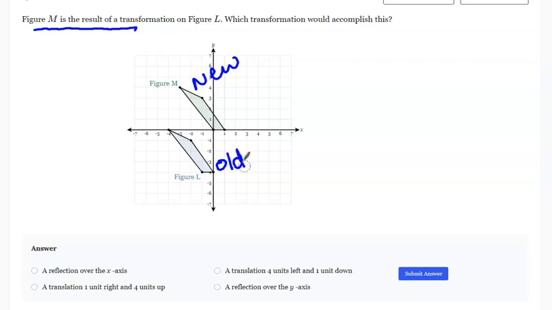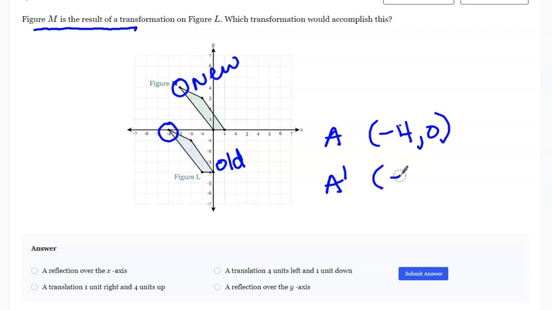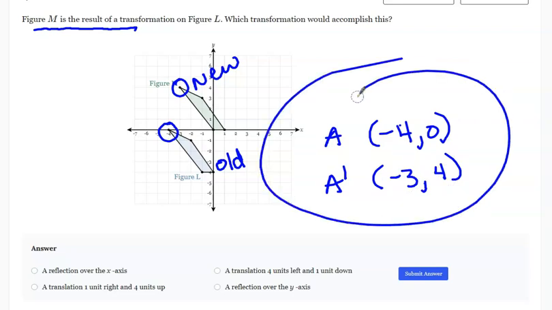It's a result of the old shape moving. So we have our new shape here, our old shape is blue. So the question is, how does the blue get to the green? I'm going to look at some points here. I'll call this point A, it's -4, 0. And I'll call this new point A prime, and that is the point -3, 4. These numbers are completely different. So that means a translation has to occur. The only way for the numbers to be different digits is for a translation to occur.